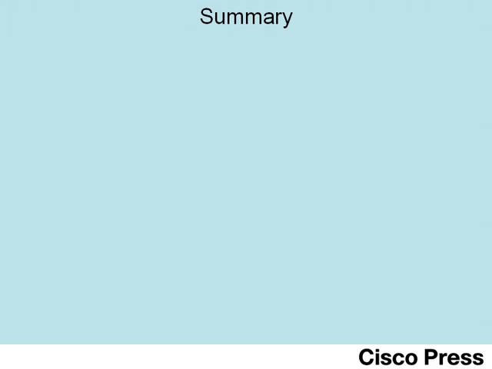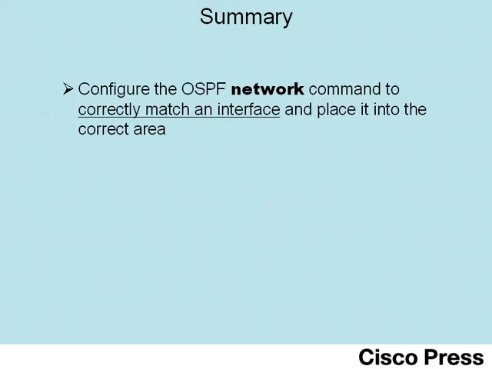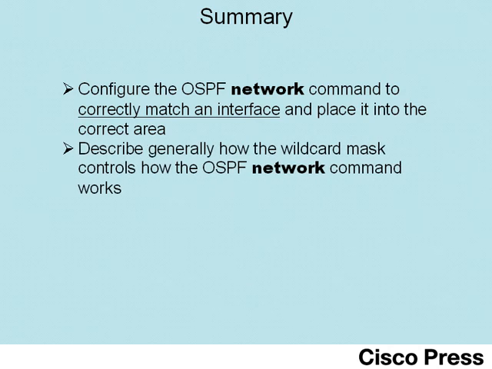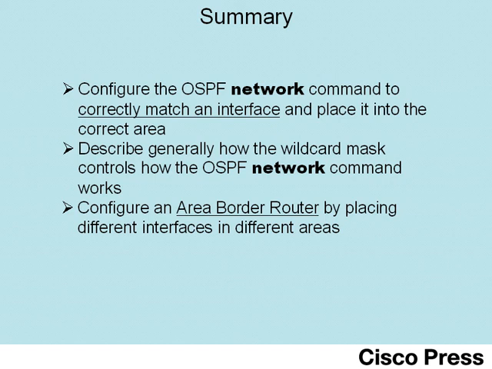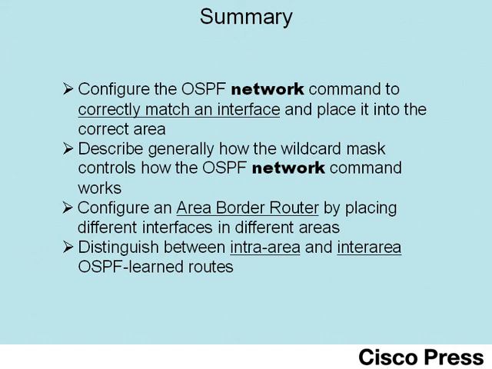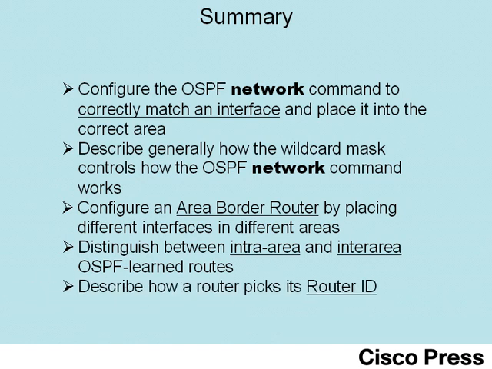In this lab, you've seen how to configure the OSPF network command, and in particular how to use the wildcard mask to control which interfaces the OSPF network command matches. You've also seen how to configure an area border router by putting some interfaces on a single router into one area and other interfaces into a different area. You've seen how to distinguish between intra-area and inter-area OSPF routes based on whether there's an IA in the routing table entry. And finally, you've seen how an OSPF router picks its router ID.